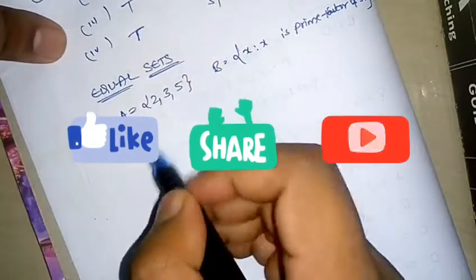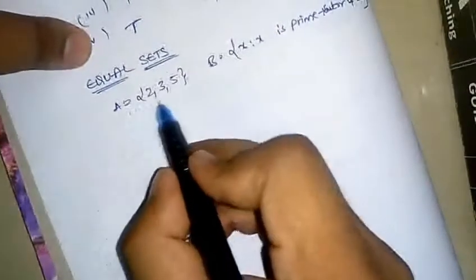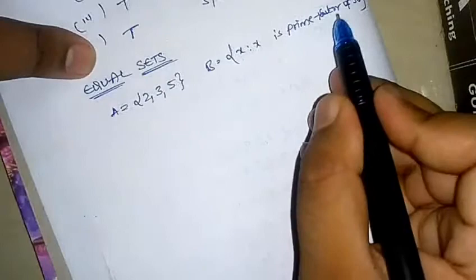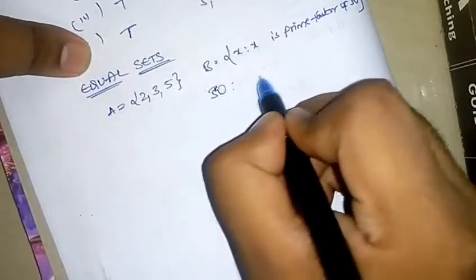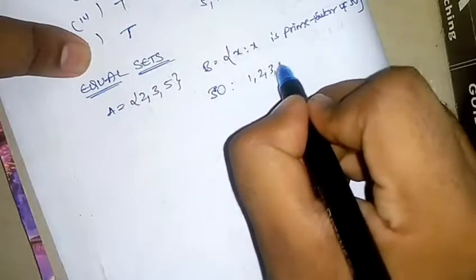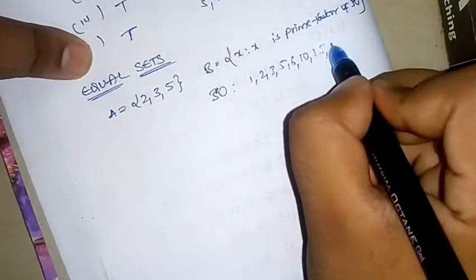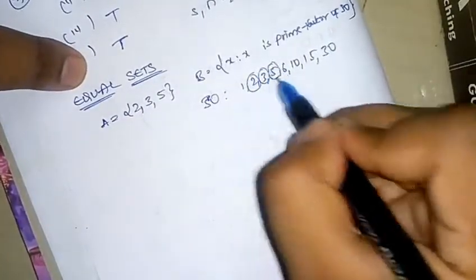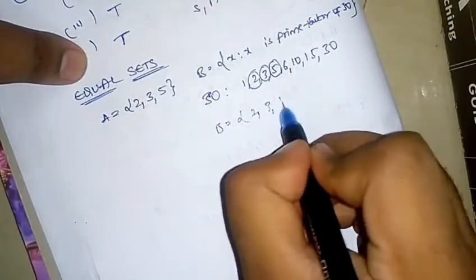Our next topic is equal sets. So let's see an example. Set A is equal to {2, 3, 5} and set B is equal to {x such that x is a prime factor of 30}. So what are the factors of 30? For 30, the factors are 1, 2, 3, 5, 6, 10, 15 and 30. Among these, the prime numbers are 2, 3, 5. So set B is equal to {2, 3, 5}.